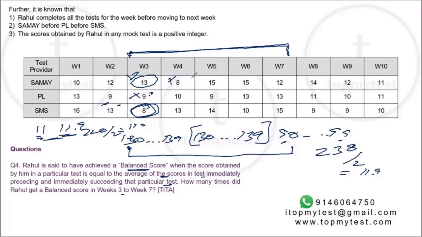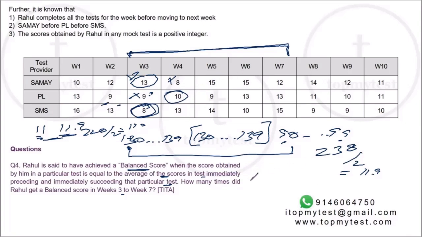Okay. 8 and 13. Can it result in an average of 10 to 11? Possible. 8 plus 13 is 21. 21 divided by 2 is 10.5. Possible. This is there. 10 and 15, can it result in an average of 13? Yes. 25 divided by 2 is 12.5.